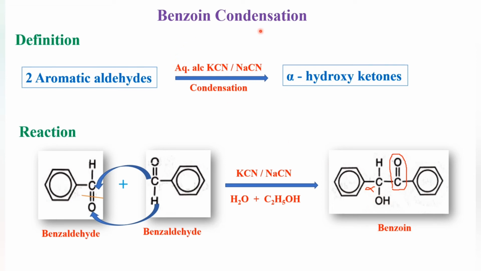So what is benzoin condensation? Two aromatic aldehydes undergo condensation in the presence of aqueous alcoholic potassium cyanide or sodium cyanide, and we are getting alpha hydroxy ketone, otherwise called benzoin. So if you are using two molecules of benzaldehyde, we are getting the product as benzoin. Now we'll see the mechanism for this.